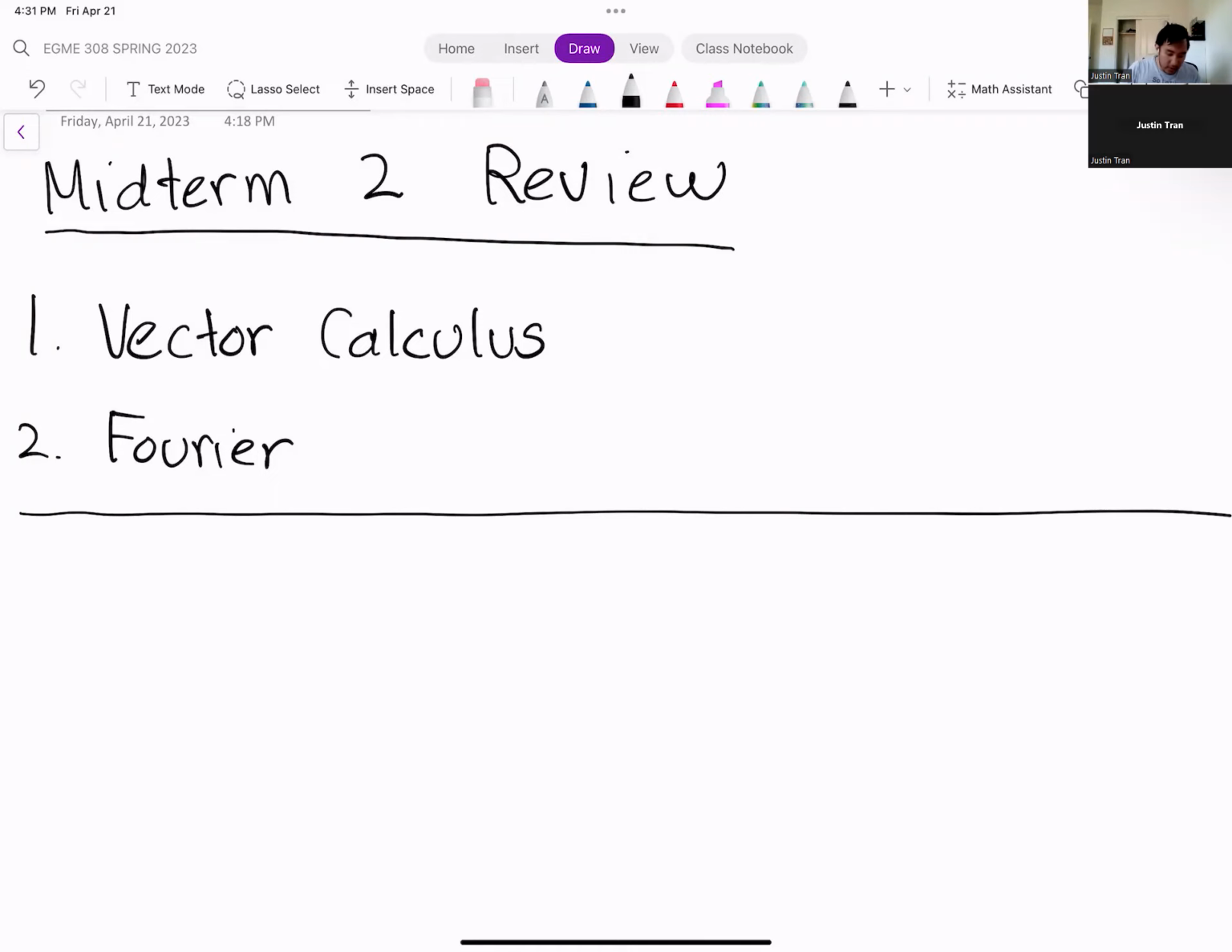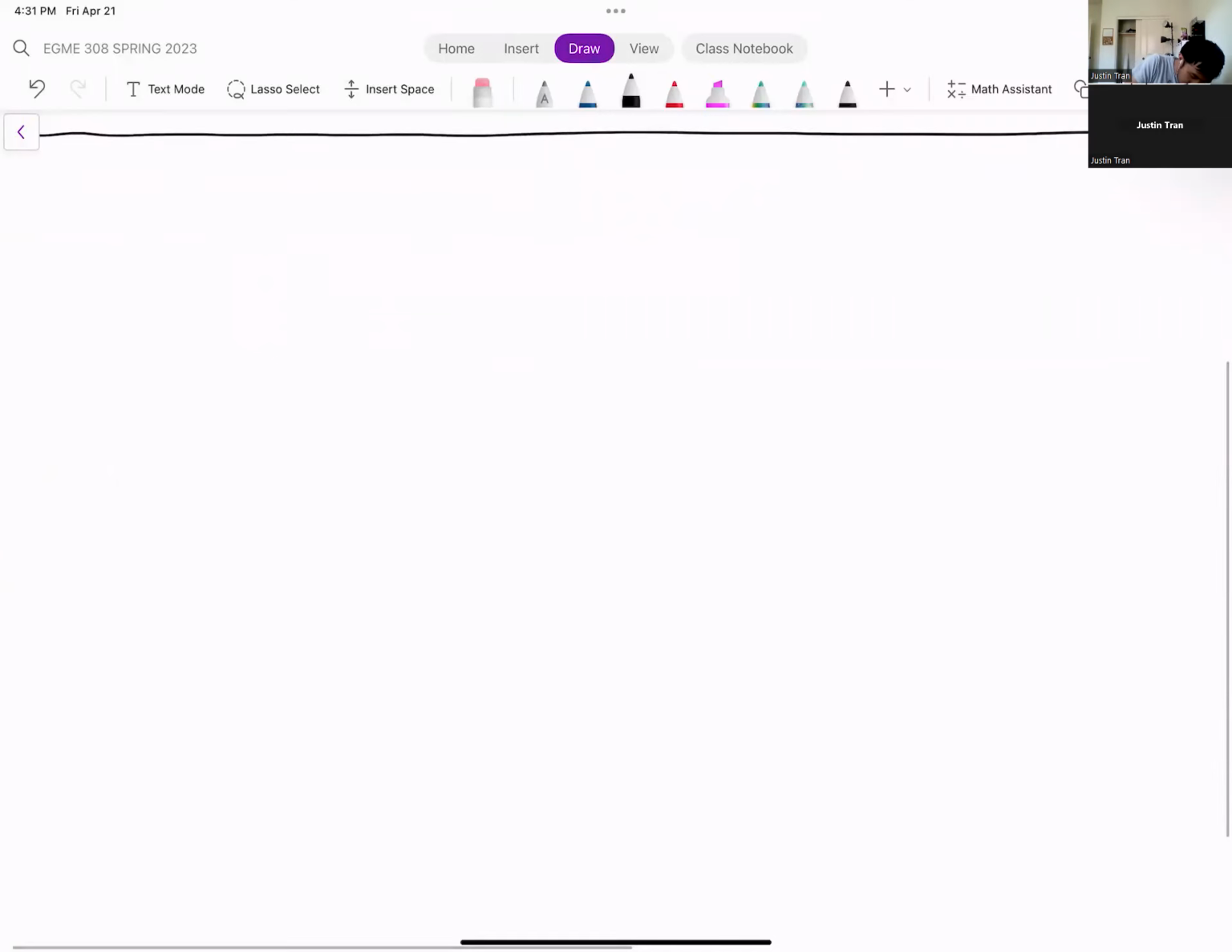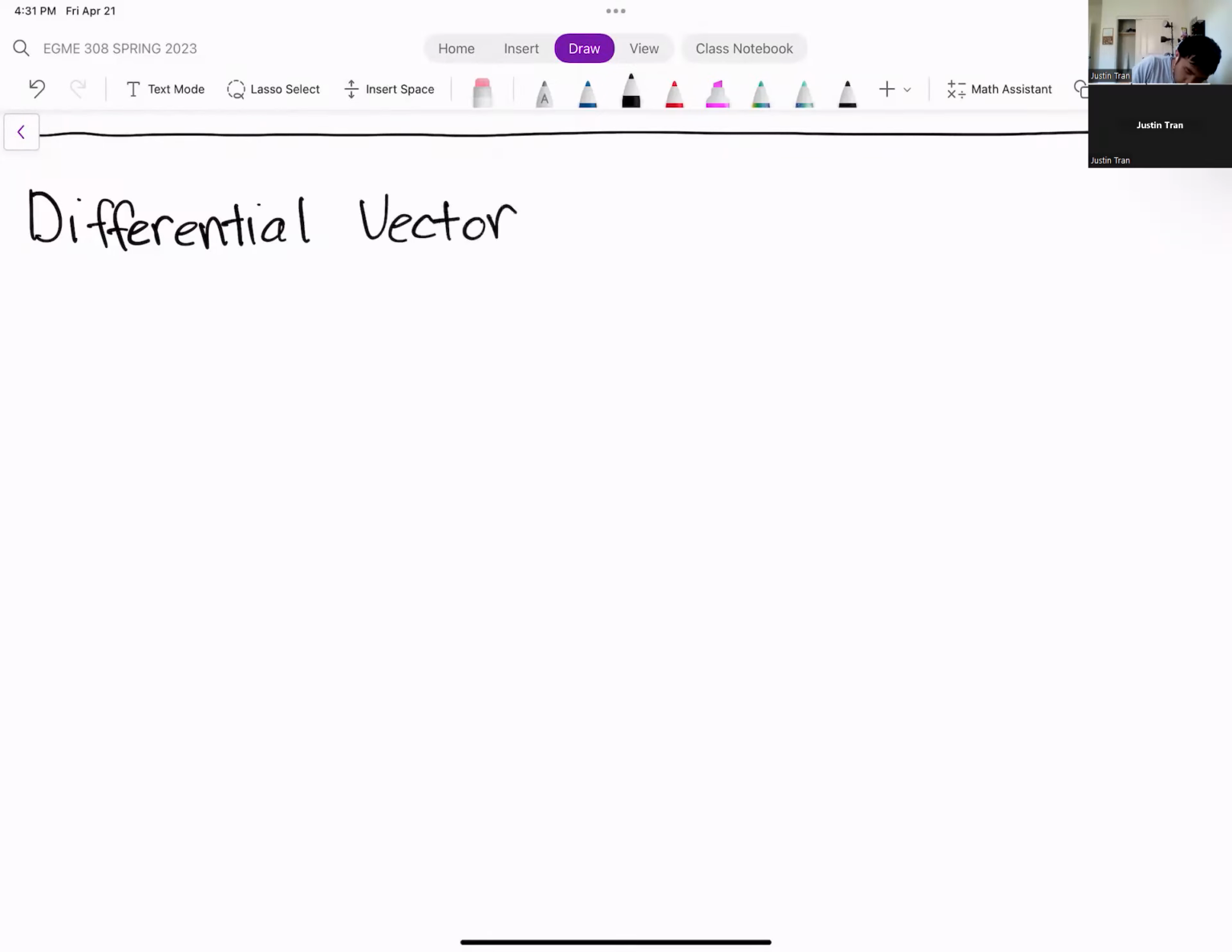Okay, so let's start with vector calculus. Let's start with differential vector calculus. The main thing with the vector calculus, there are two main things that I wanted you to pick up from this section. A lot of this hopefully was review, so hopefully you've seen a lot of these things in classes like 250A.